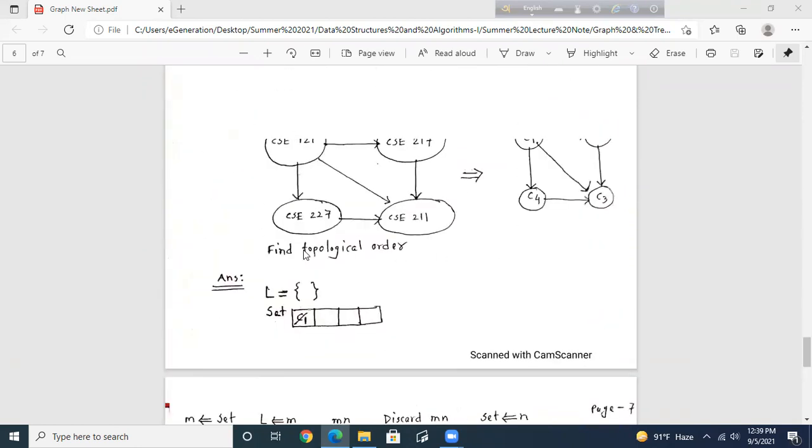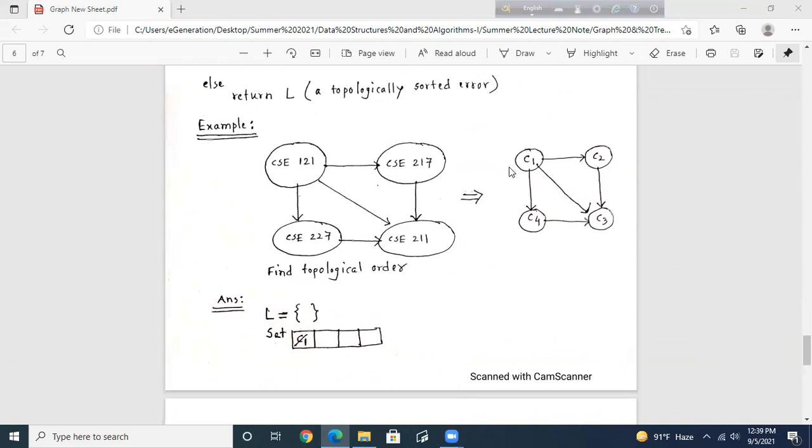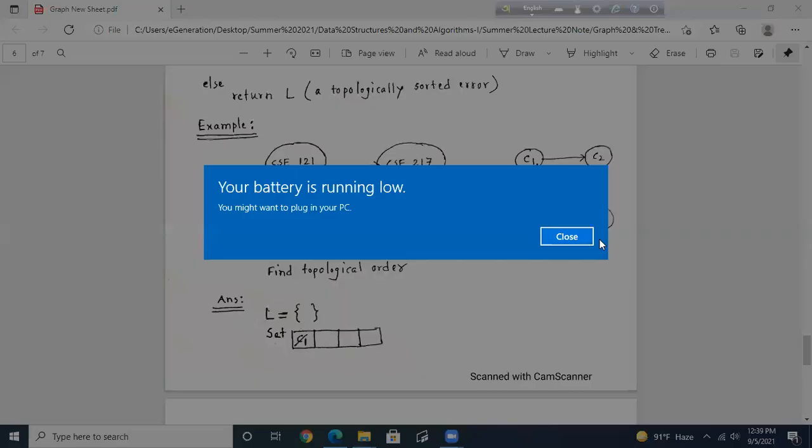Now you have to look in the simplified diagram. You have to find the node that, dear student, please wait, my battery charge is low.